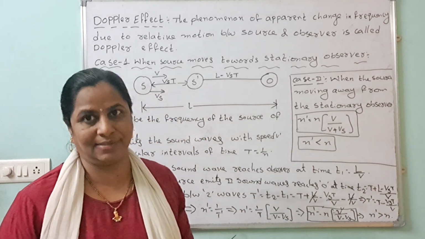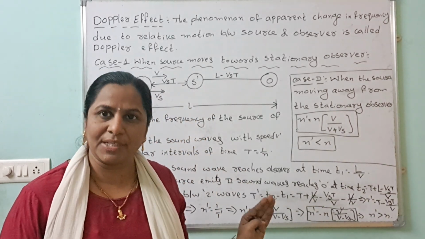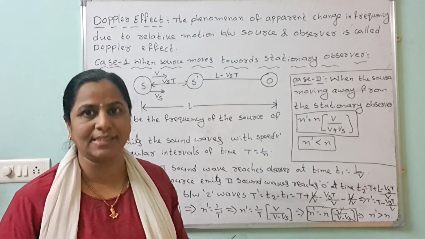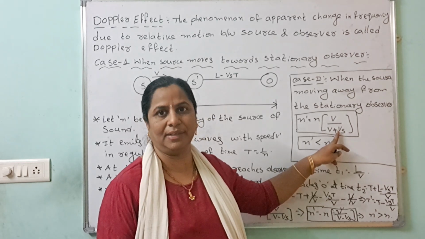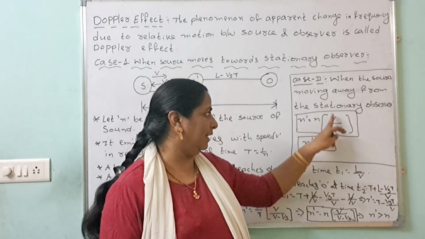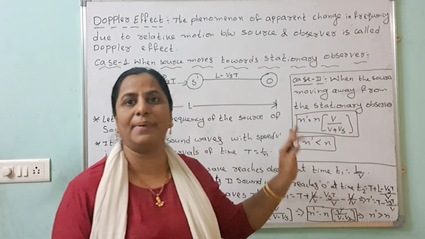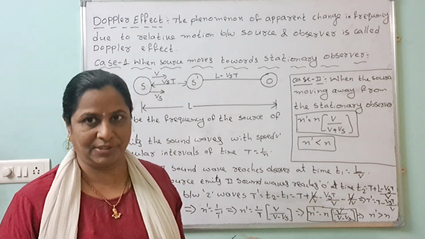In the second case, the source is moving away from the stationary observer. In this case, we can simply change the sign of the denominator. So n dash equals n into V by V plus Vs. So the apparent frequency is less than the original frequency.